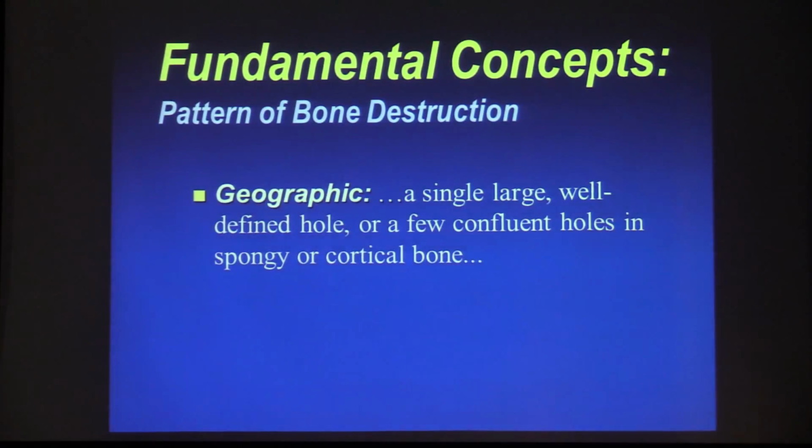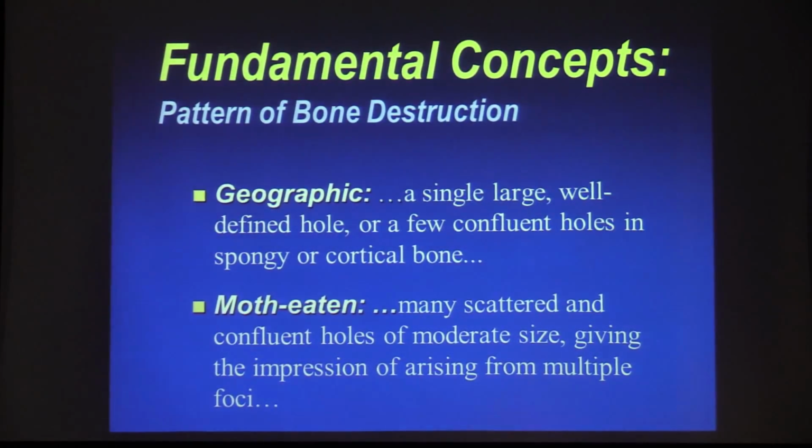And what he did is he went to the AFIP and he studied fibrosarcoma of bone. And he looked at the patterns of bone destruction, and he basically came up with 3 types. A geographic pattern of bone destruction, and we talk about that if you could take your finger and course it around the margins of a lesion like you would the margins of a map. We call that geographic.